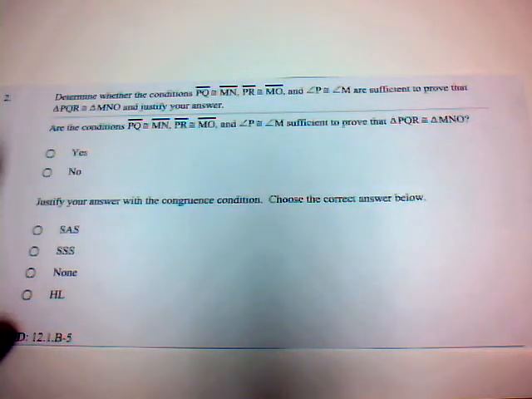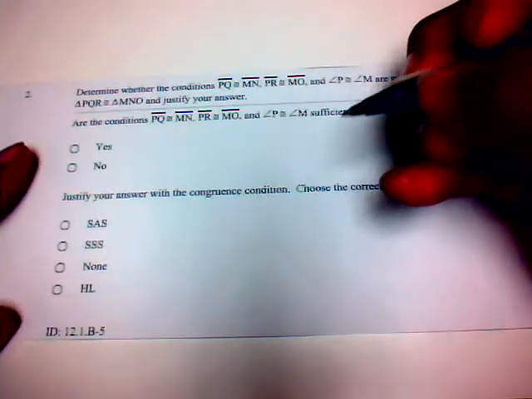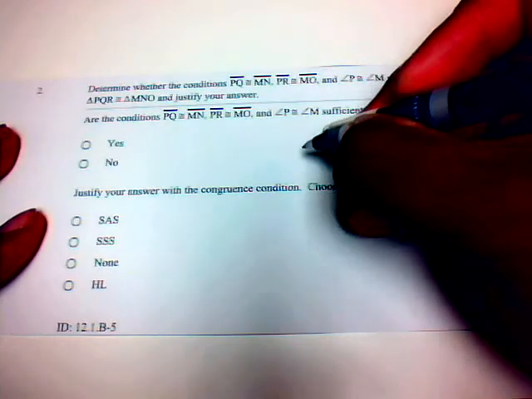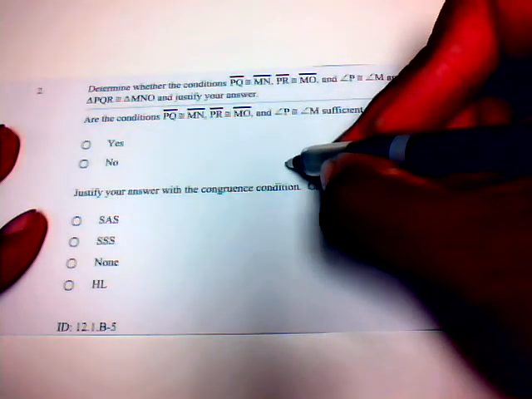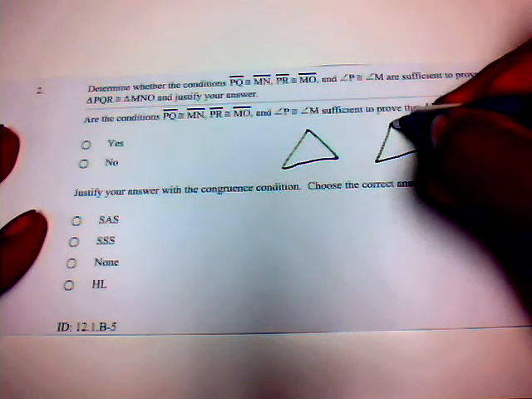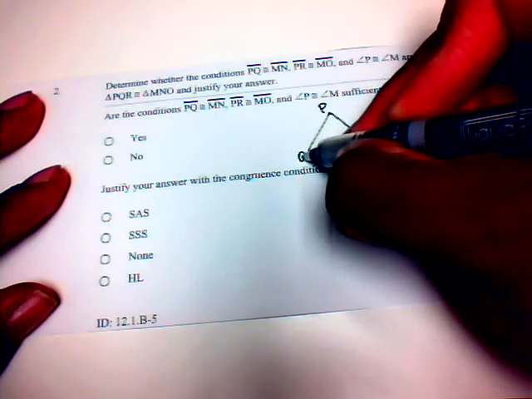Okay, so here we want to find out, are the 2 triangles congruent? The best way to do this is to draw 2 triangles, triangle PQR and MNO. Okay, here are 2 triangles here. This is triangle PQR, and this one is MNO.